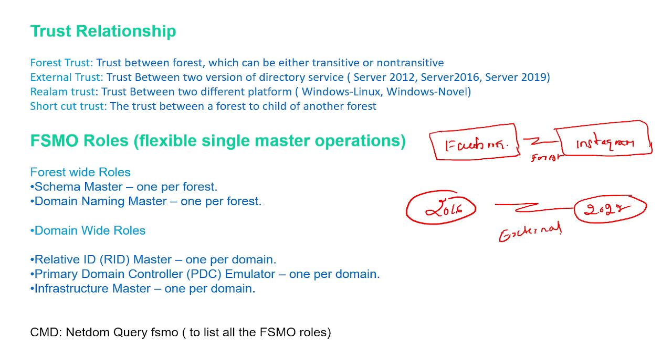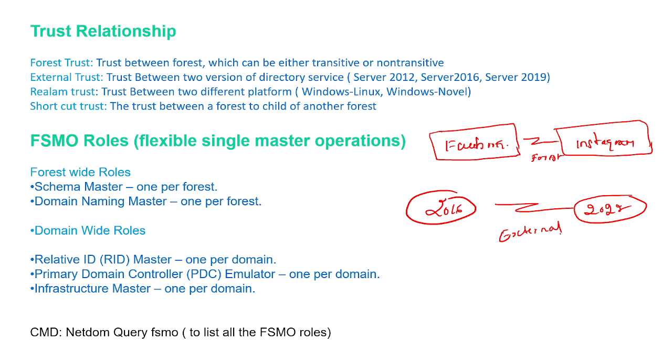Realm trust means it is not necessarily that both sides have Active Directory only. Maybe one side you have Active Directory, and another side you have Linux, or a Linux IAM service, or one side Novell and one side Windows. So if there are two different identity and access management platforms, at that time we will enable the realm trust. We very rarely see this. So that is called realm trust.